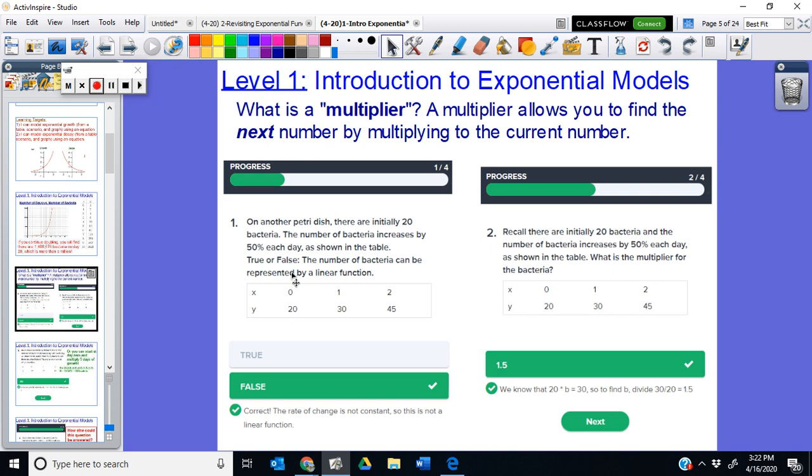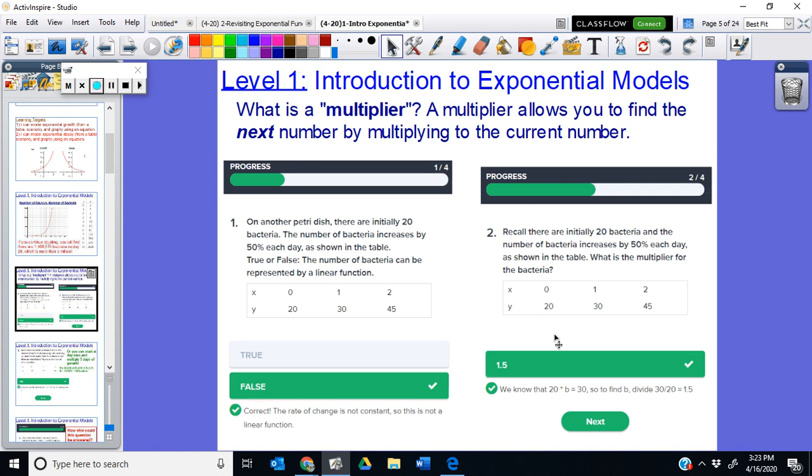So here, true or false? This number of bacteria can be represented by a linear function. So let's look at the pattern. As the days are increasing by 1, what's happening to the number of bacteria? Well, you can see here there's 10 bacteria, but over here there's 15. Hey, something is not linear there. So this one is false. The rate of change is not constant, so it is not a linear function.